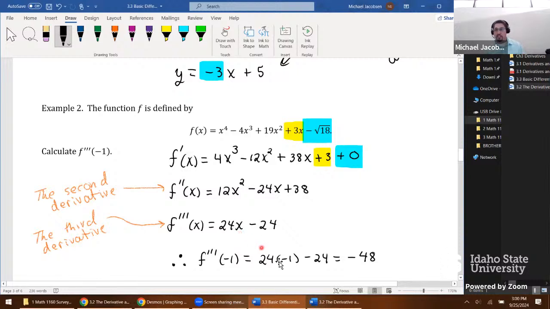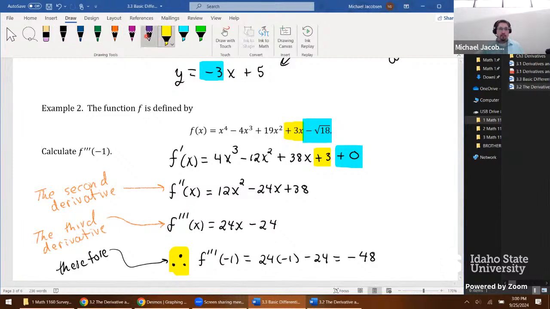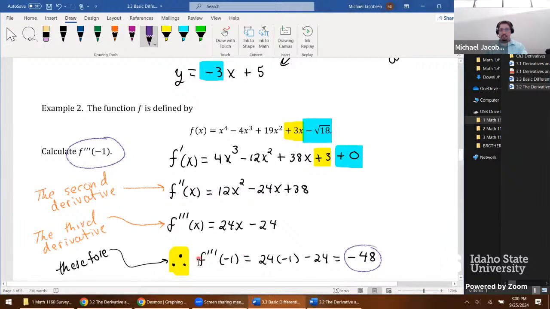Oh, that's a great question. Thanks for asking that, Jamie. The triple dots that I put right here is just a quick way to say therefore. Oftentimes I use that whenever we're connecting a lot of different algebra steps, all going into one conclusion that f triple prime is -48. So that's just a way to say, therefore, by the work above, that's our answer.